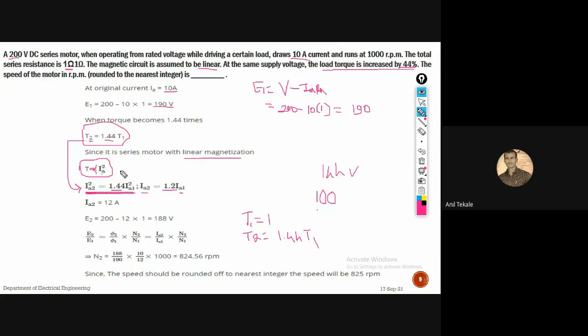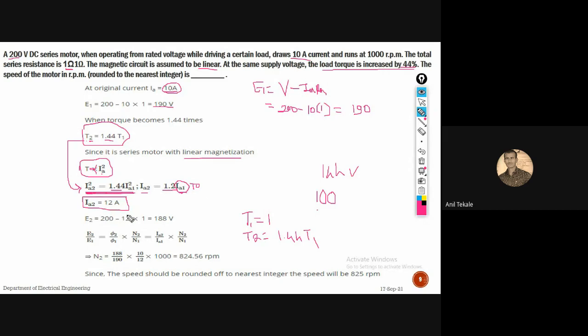Okay, so now what other things have they given to us? Here you know the Ia1 value. Do you know the value of Ia1? How much is it? It is 10 ampere. So we will take the 10 ampere. So 1.2 into 10, we will get the value of the armature current at the second time when the load torque is increased. Is that clear? Yes, sir.